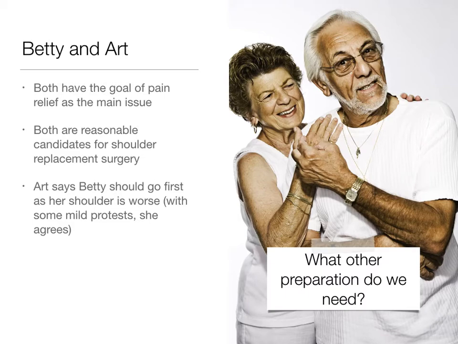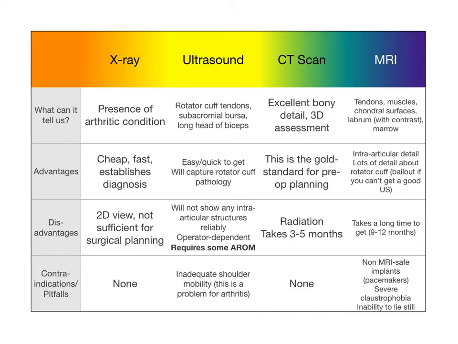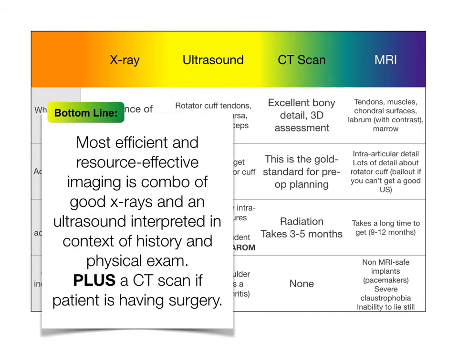So what other preparations do we need? This table gives a quick review of the usefulness of various imaging. One thing we have to consider in shoulder replacement surgery is the three-dimensional anatomy of the glenoid. It can erode unevenly, and this is harder to characterize on regular x-rays. Although it's tempting to jump straight to the MRI, there's no good reason for the MRI to be the first study to diagnose advanced arthritis. It's not a good use of resources.